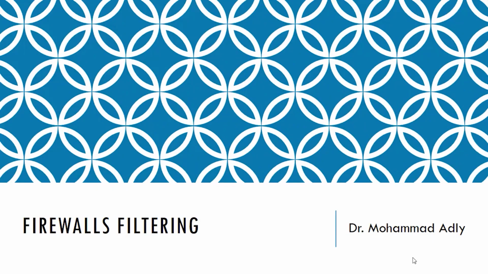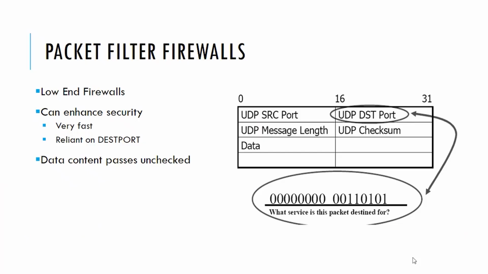Now let's talk about the filtering of the firewalls and classifying firewalls according to its filtering types. The packet filter firewall is the first type of firewall we are going to explain. This type of firewall is a low-end firewall. It is not very secure.